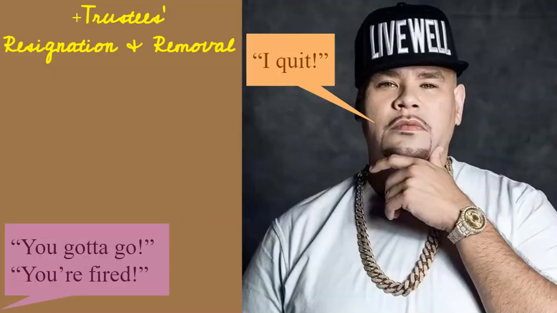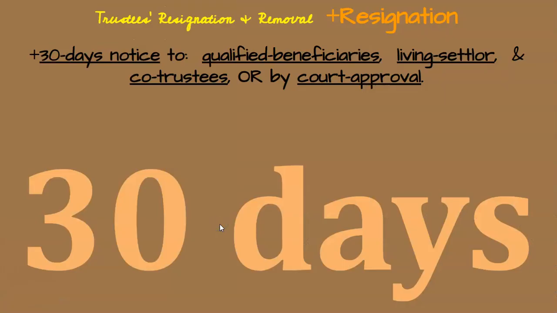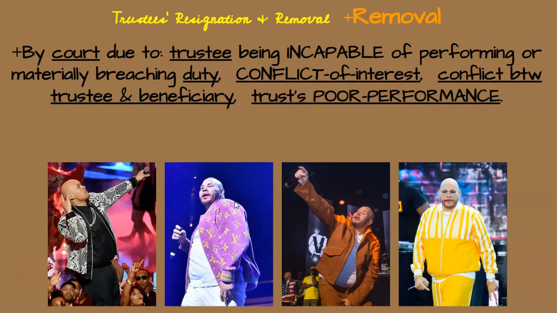Trustee's resignation and removal. Resignation: 30 days' notice to qualified beneficiaries, the living settlor, and co-trustees, or by court approval. Removal: by the court due to the trustee being incapable of performing or materially breaching a duty. Conflict of interest: conflict between trustee and beneficiary. Trust poor performance.